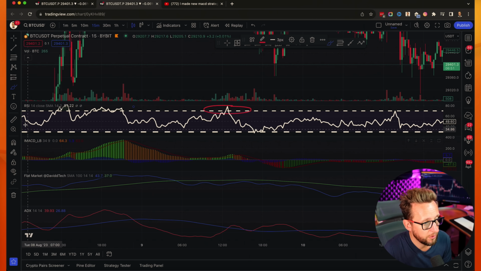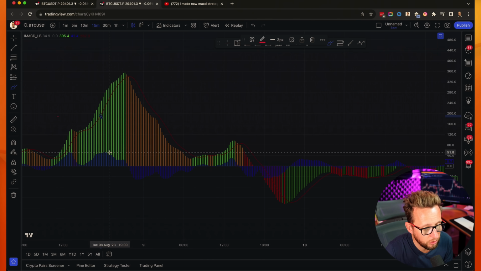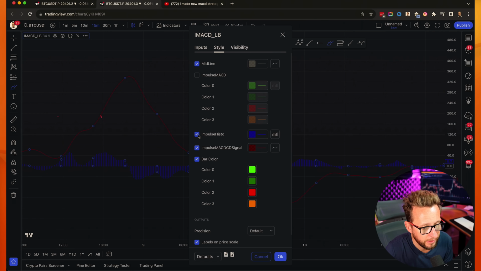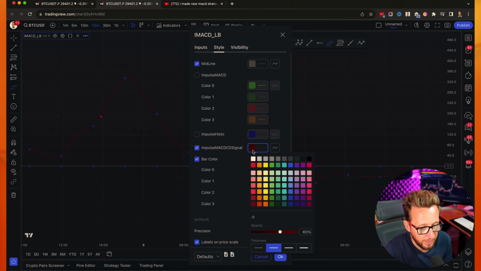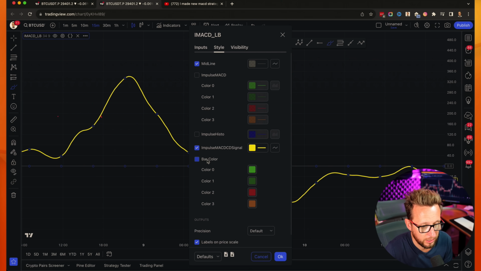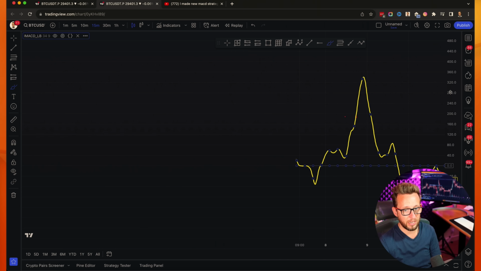We're going to go over to the MACD LB, the impulse MACD, which is considered a better indicator than the actual MACD itself. We're actually going to be using the signal line only today, which is this red line. So I'm going to remove all the other lines. We can keep that there. This one here, removing. We're going to make that nice yellow and quite thick so that we can see it better on YouTube. Okay, bar colors, we don't need that either. As you can see, we have a nice yellow line here.